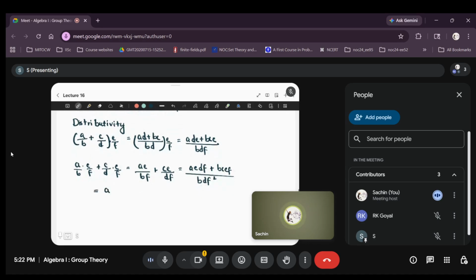This can also be written using the distributive law within the integral domain as ade plus bce into f by bdf into f. But we already proved that this is the same as ade plus bce by bdf. We already showed that you can do cancellation.